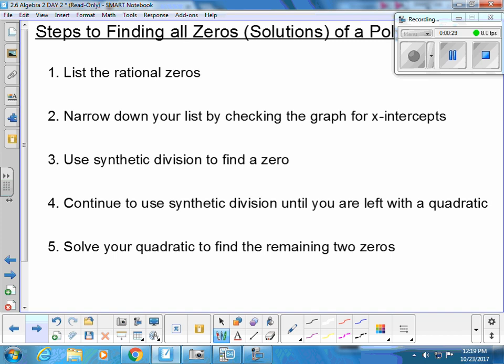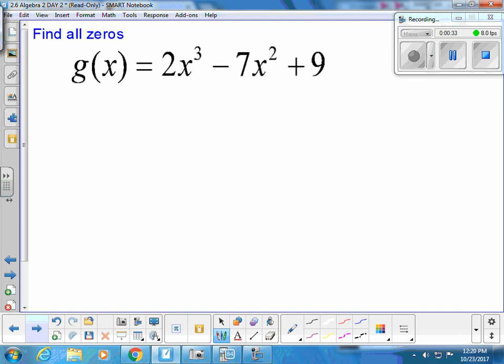Okay. So, let's look at our first example. It's a cubic, so do you know how many solutions there'll be? 3. So we're going to start making our P and Q list. Who would like to tell me what will be on my P list?